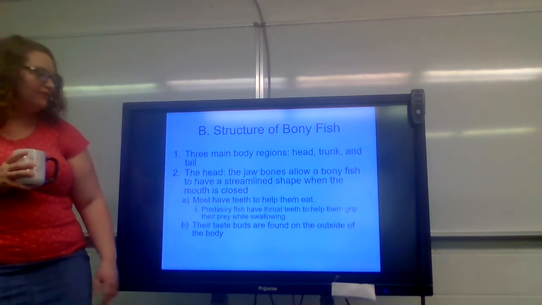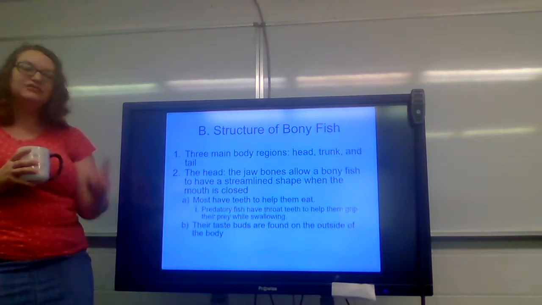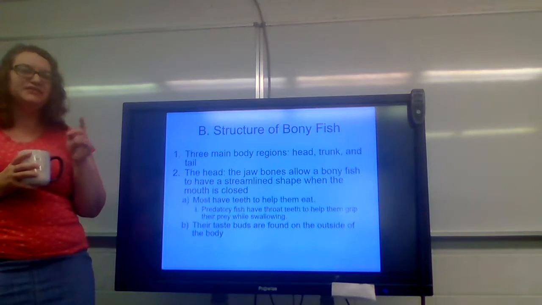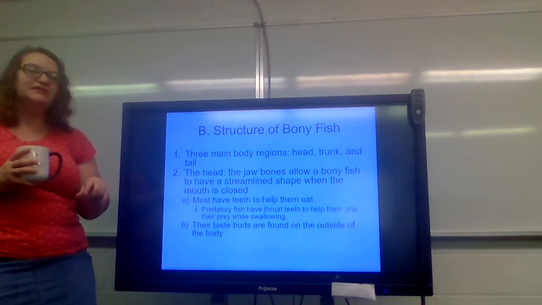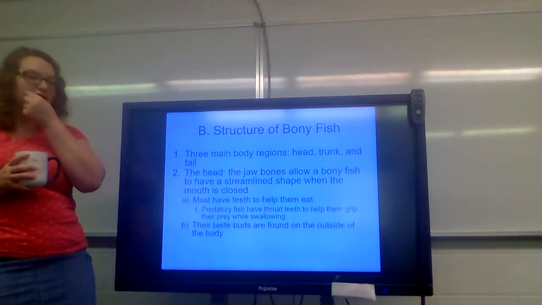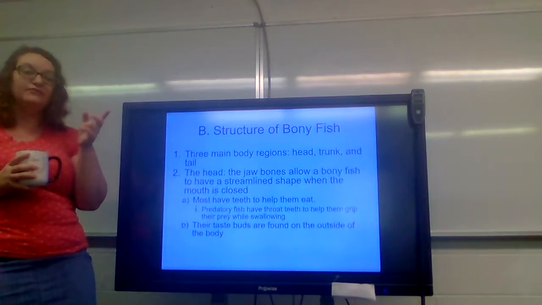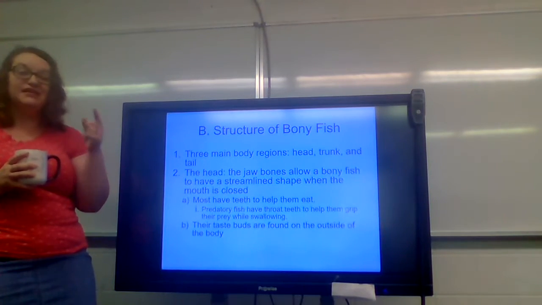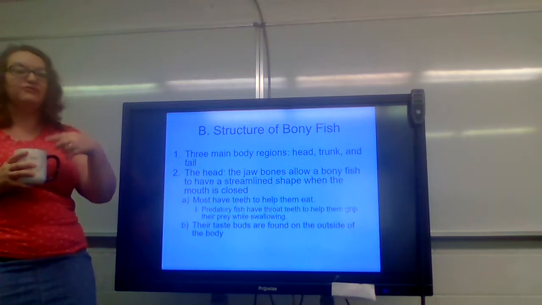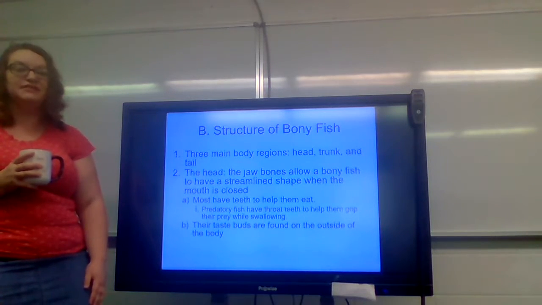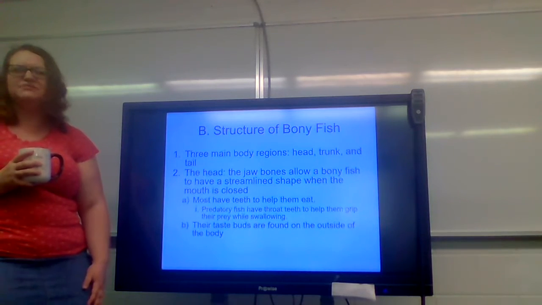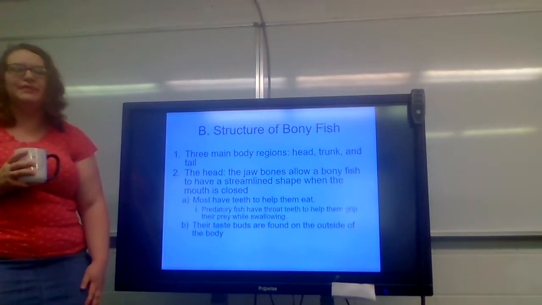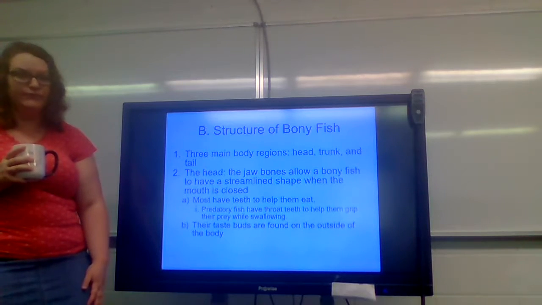Their taste buds are found on the outside of the body. It's actually very interesting. Fish taste their food before it even enters their mouth. Okay, their taste buds are found on the outsides of their mouth, and even with some species of fish, they're found along their gills, and they taste their food before it ever enters their mouth. So they get a sense of, do I want to eat this or do I not want to eat this? Which would be nice for us sometimes, I think, because there are some things that I put in my mouth that I wish I didn't when it comes to food.